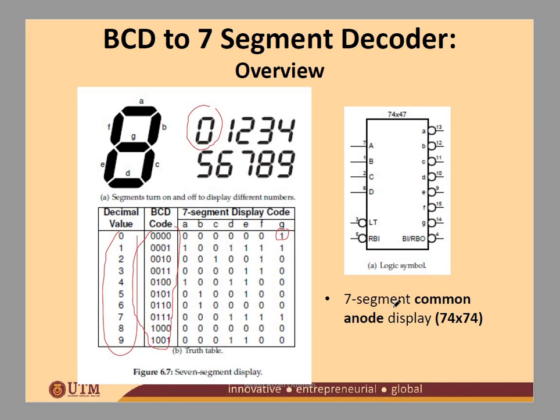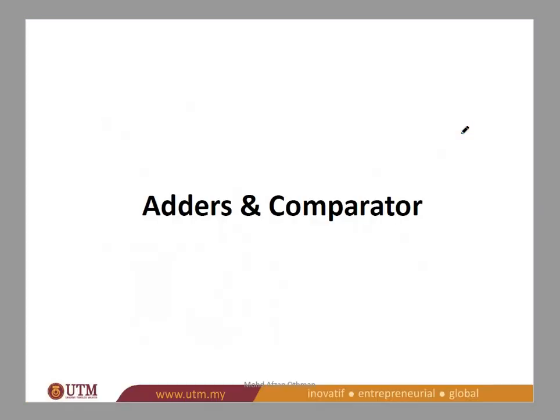So, 7-segment common anode display 74x47. You can see it is an active low output. Adders and comparators will be covered in the next lecture. For adders, I will be using the module exercise.